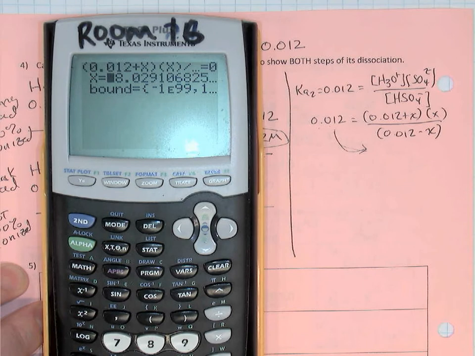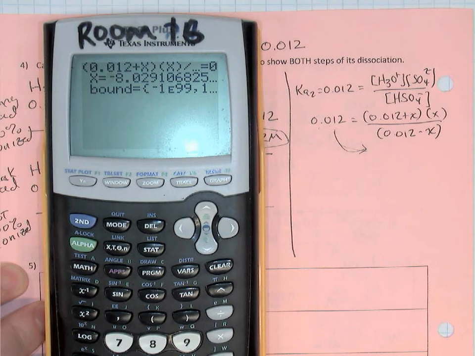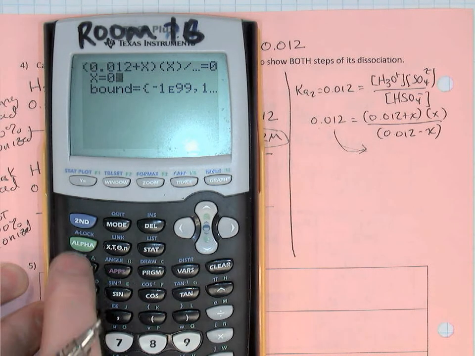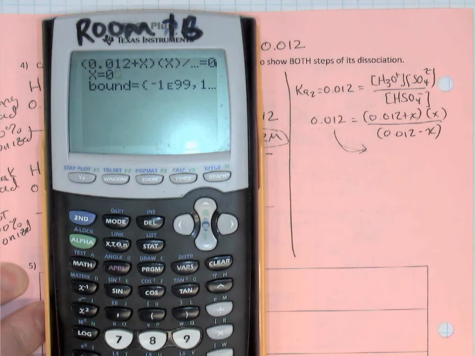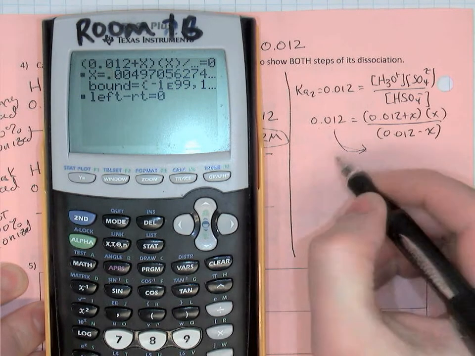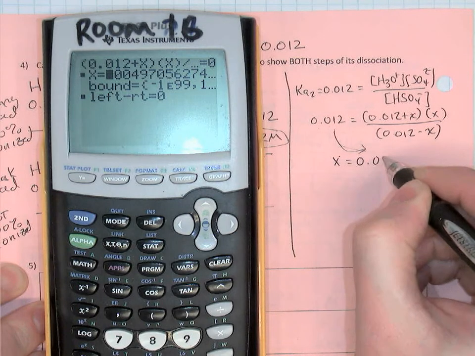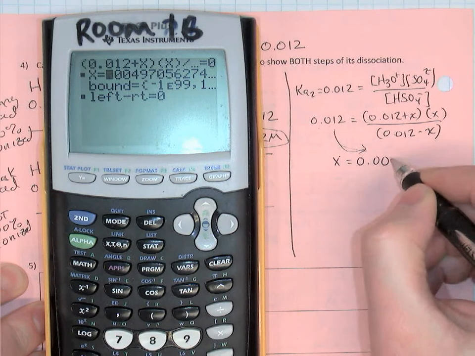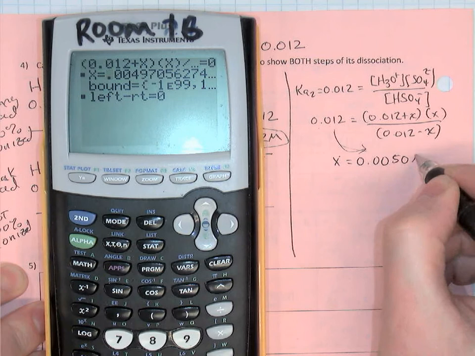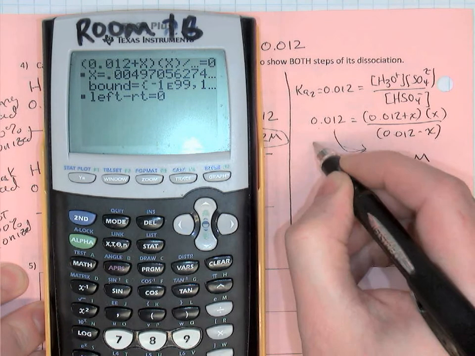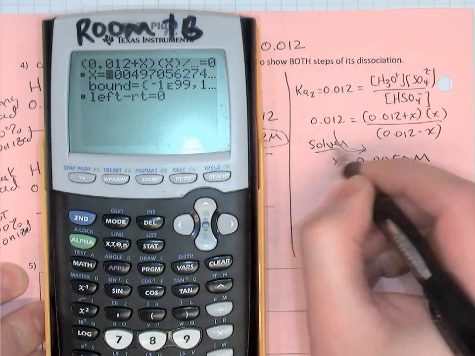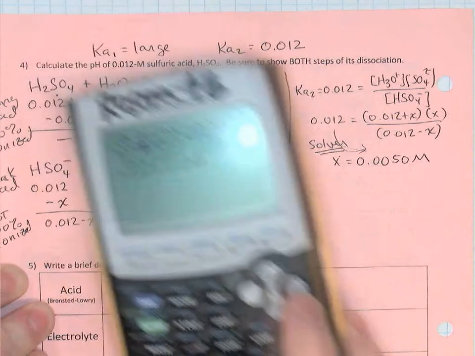We're going to give an estimate that our answer is going to be pretty small, therefore pretty close to 0. So I'm going to say X equals 0 is my guess, and then I'm going to say alpha solve. So there's the answer. X equals 0.004497, or 0.0050 molarity, and that's using the solver on my graphing calculator.